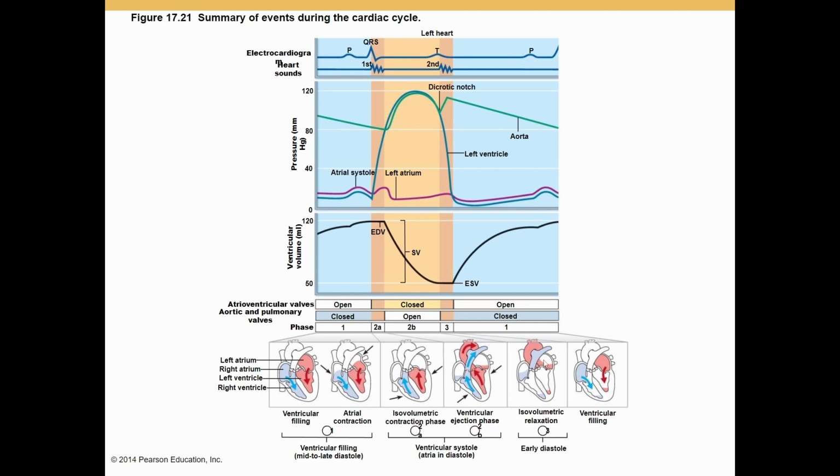And then as the atria fill with blood, eventually there'll be enough blood in the atria as the blood returns to the heart that it'll push open the AV valves. That will begin ventricular filling, and we're back at step 1.